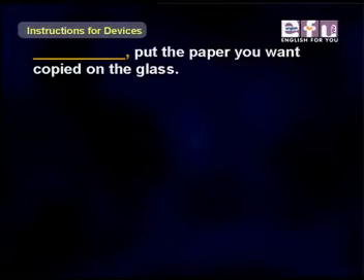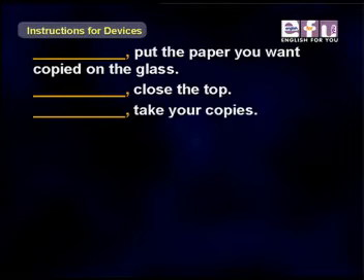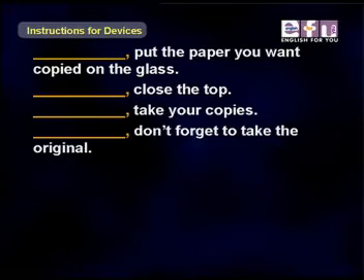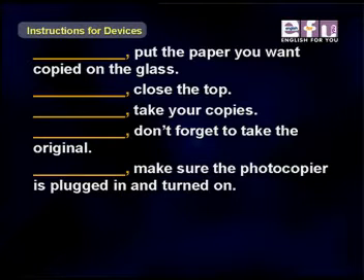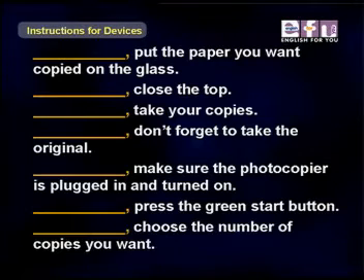Put the paper you want copied on the glass. Close the top. Take your copies. Don't forget to take the original. Make sure the photocopier is plugged in and turned on. Press the green Start button. Choose the number of copies you want.